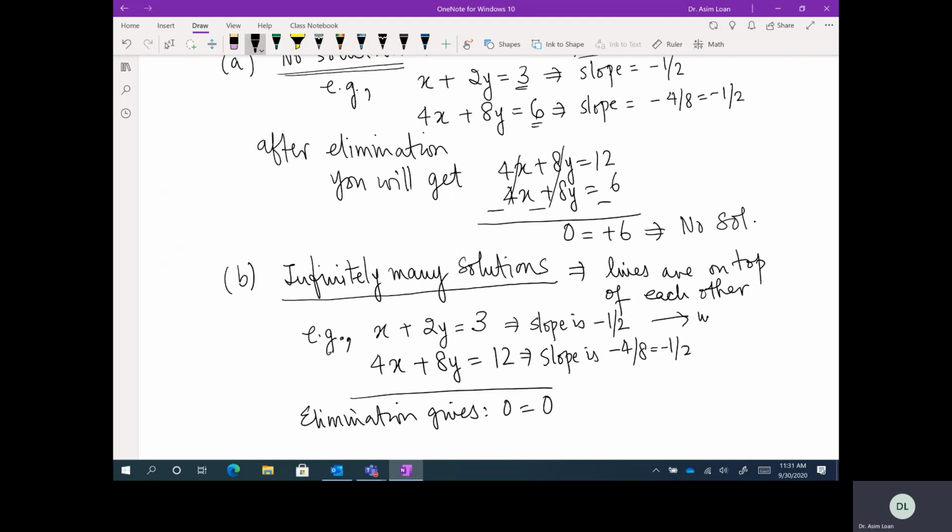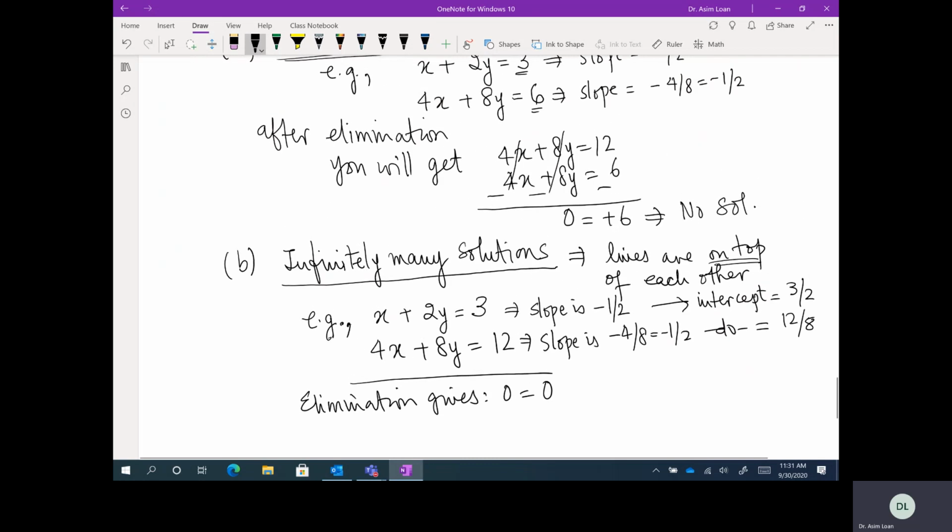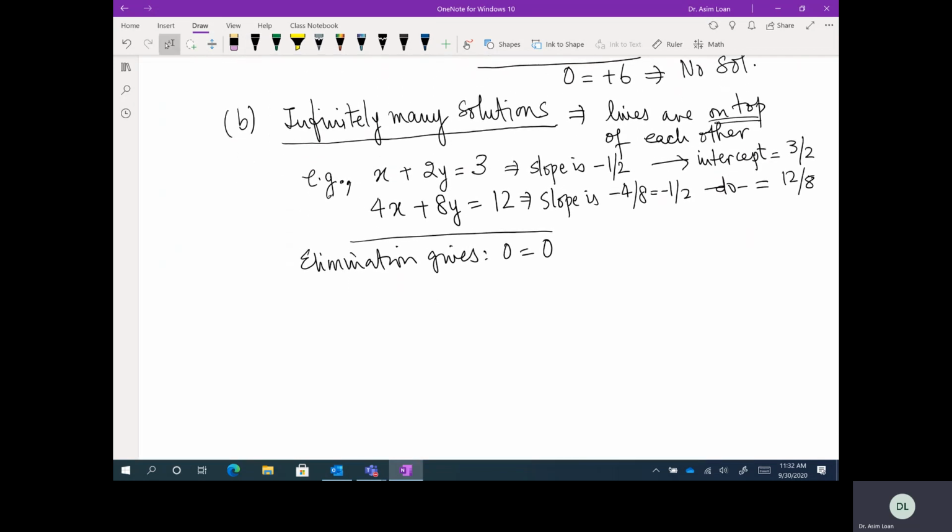The intercept here is 3 over 2. The intercept here is 12 over 8, which is still 3 over 2. Since the lines are exactly on top of each other, you have infinitely many solutions. So these are the two cases in two dimensions that give you infinitely many solutions.